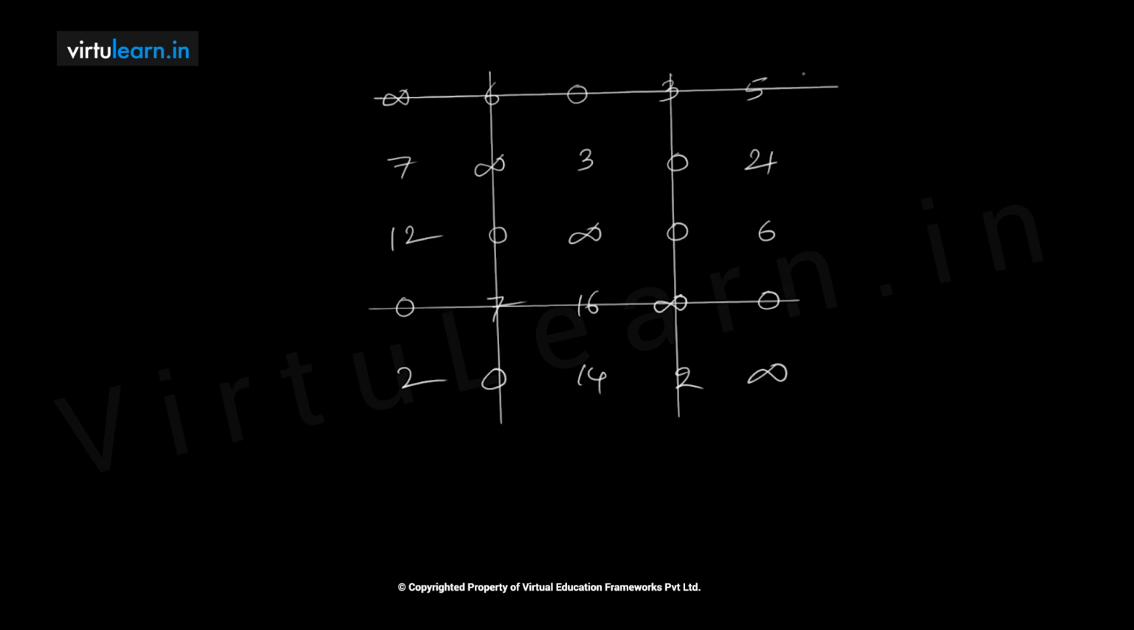So now there are no zeros left, and we'll see the least element among the elements which are not struck off is 2. So we'll subtract that and write the next table, and after that we will proceed further.